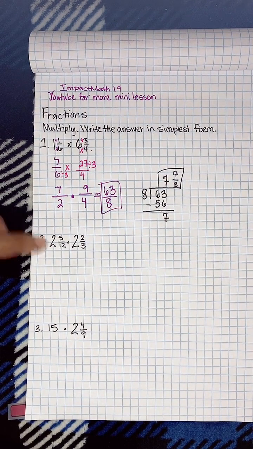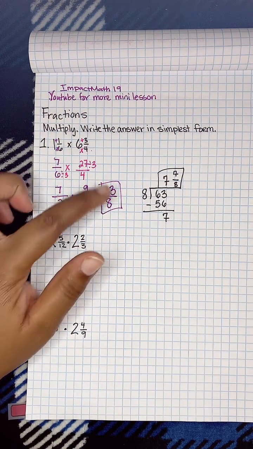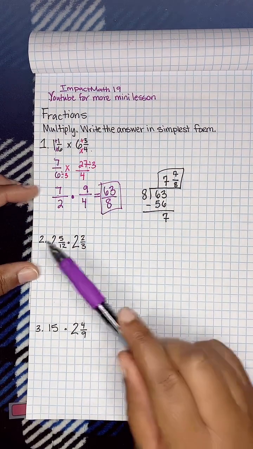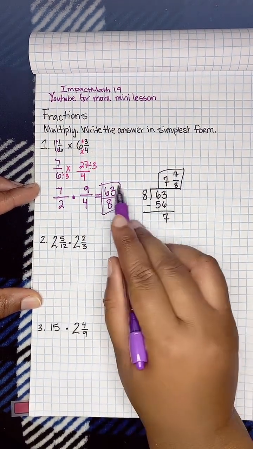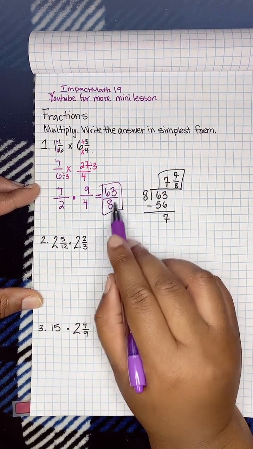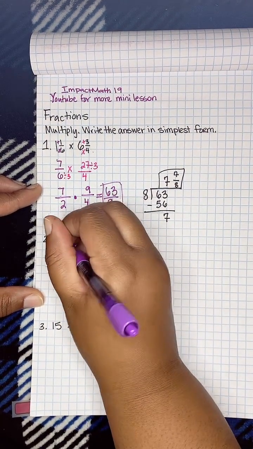Okay, so let's go to number 2. Oh, somebody said we lost them. Okay, we're going to do number 2, and hopefully we get an improper and then we'll change it to a mixed number. Remember, this is called an improper because the bigger number on top is bigger than what's on the bottom. So we're going to multiply, then add.